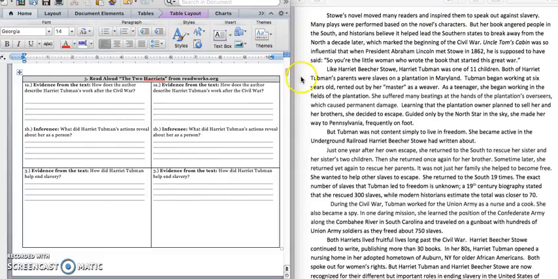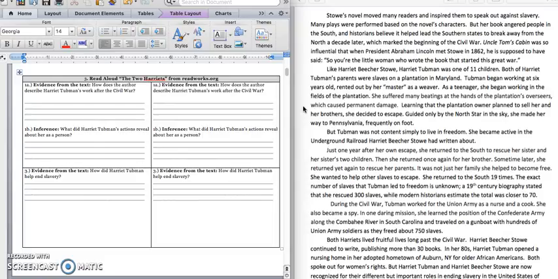Like Harriet Beecher Stowe, Harriet Tubman was one of 11 children. Both of Harriet Tubman's parents were slaves on a plantation in Maryland. Tubman began working at 6 years old, rented out by her master as a weaver. As a teenager, she began working in the fields on the plantation. She suffered many beatings at the hands of the plantation's overseers, which caused permanent damage.